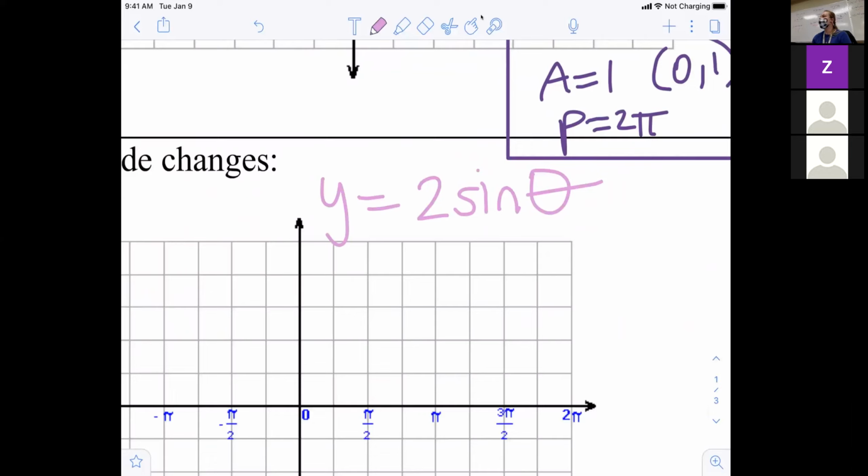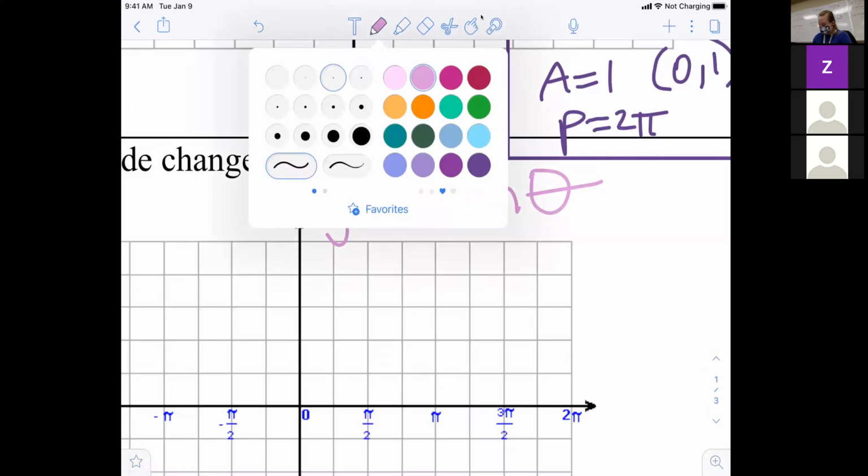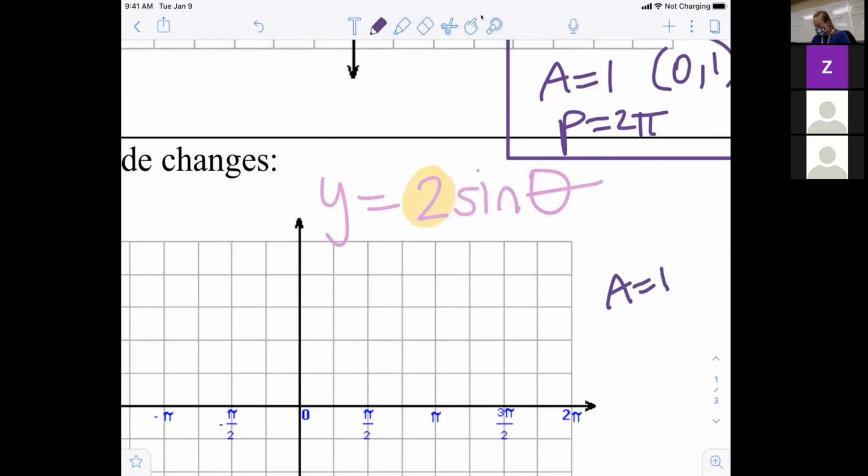The only thing that's different here is that I've got a 2 out front. That 2 out front affects my amplitude. So instead of my amplitude just being 1, my amplitude is now 2. I'm not going to change my period or my horizontal distance, so it's still 2 pi, and my starting point is still 0, 0. I know that because it's sine. You have to look at your trig function. We're just dealing with sine and cosine today, but in 4-5, we get to tangent and cotangent and cosecant and secant, and it's a mess.